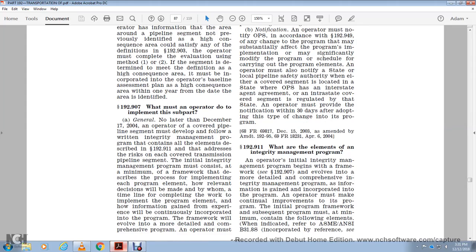192.907, what must the operator do to implement this part? Generally, no later than December 17, 2004, the operator of a covered pipeline segment must develop and follow a written integrity management program that contains all the elements described in 192.911, and that addresses the risk for each of the covered transmission pipeline segments. Initially, the integrity management program must consider the minimum framework that describes the process for implementing each program element, how relevant decisions will be made and by whom, the timeline for completion of the work to implement the program element, and how information gained with experience will continuously be incorporated into the program. The framework will evolve into a more detailed and comprehensive program.